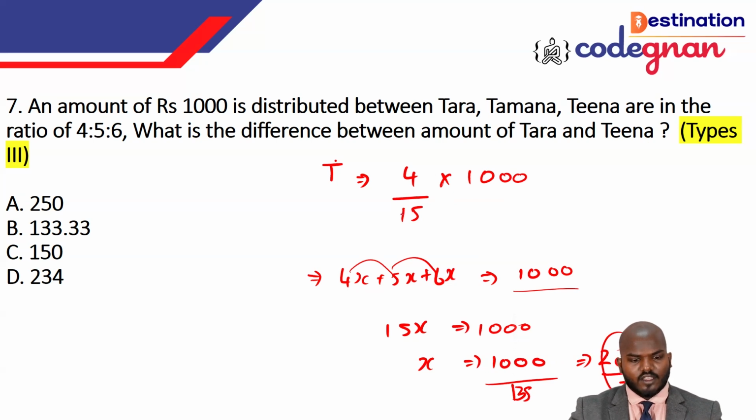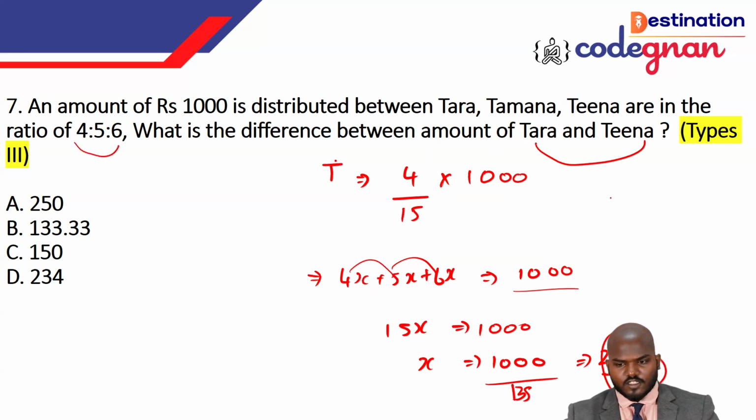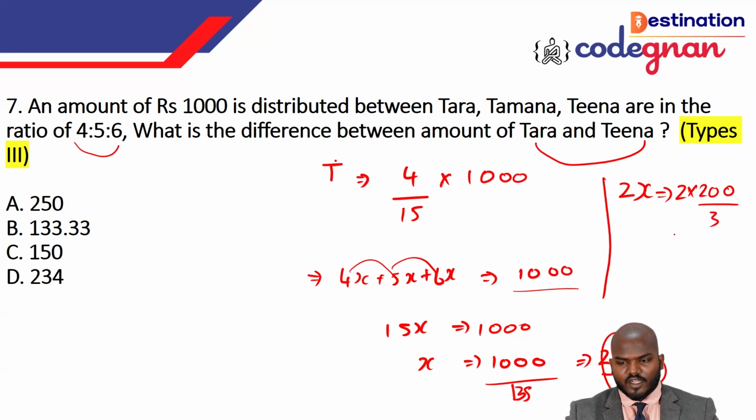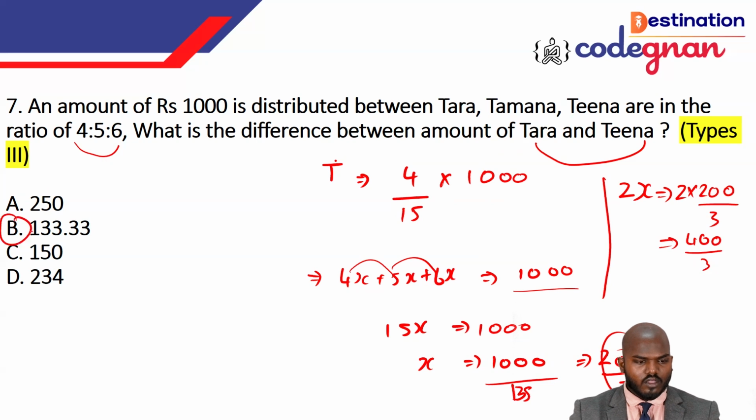Now you just want to take the ratio here, the thing they are asking here, Tara and Tina. Tara is here 4, Tina 6. 6 minus 4 we can call it as 2x. So we have 2 here, but we want to find the value, that is 2 times 200 by 3. It will give you 400 by 3. So we can't cancel each other. If you do that one, it will give you the value 133.3. It's the correct answer in this one.